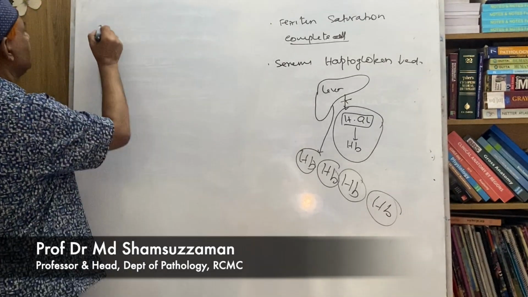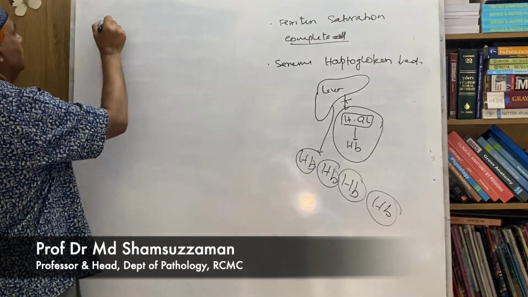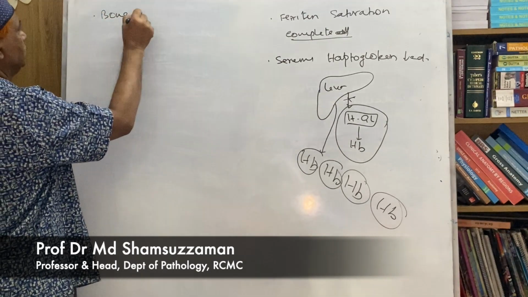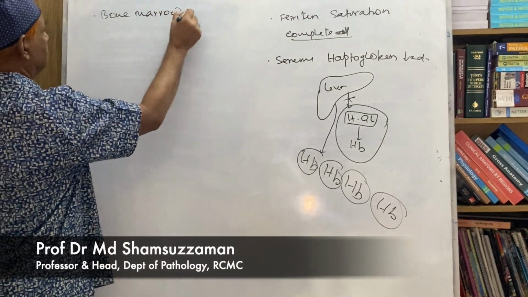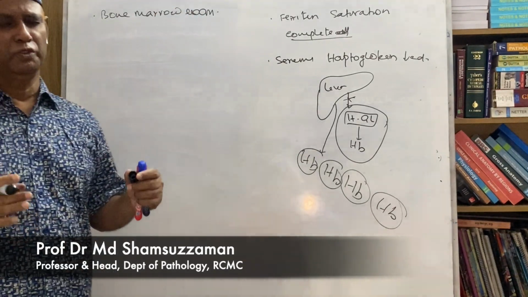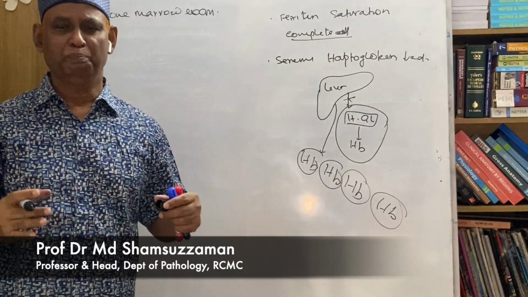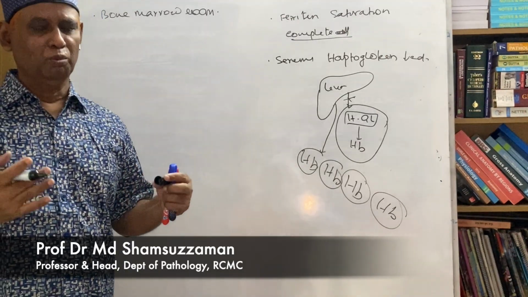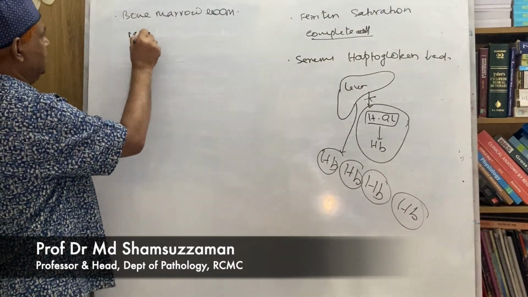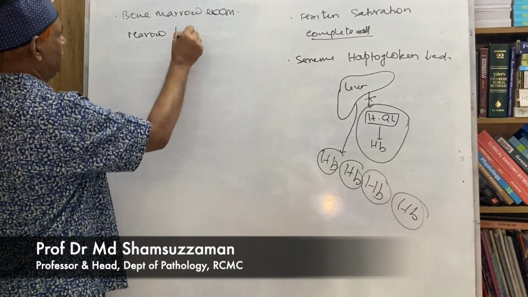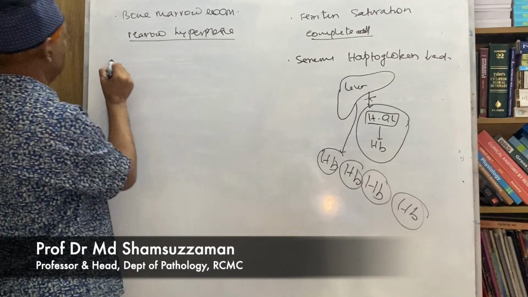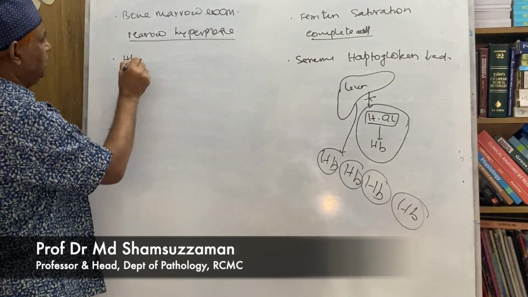Now come to bone marrow examination. Dear audience, as there is anemia since birth, bone marrow tries to compensate the anemia, so bone marrow undergoes hyperplasia. So bone marrow examination shows marrow hyperplasia only. Marrow hyperplasia is the finding of bone marrow examination. And lastly, hemoglobin electrophoresis.